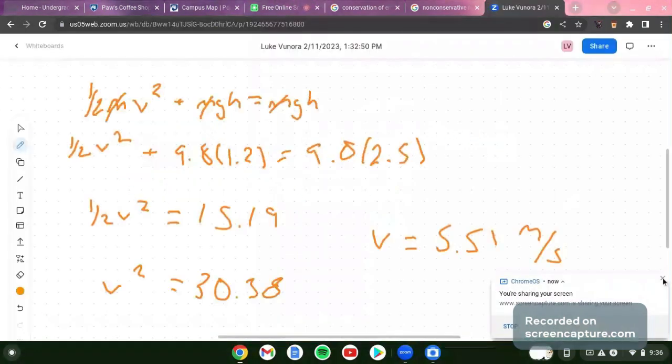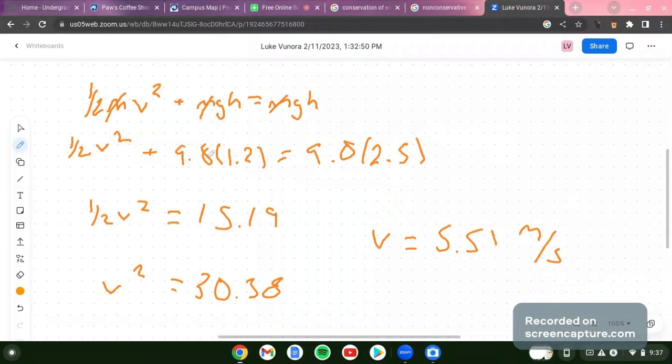So I'm going to be explaining problem number 8. If you want to read it, you have the packet. You start with initially kinetic energy and potential energy due to gravity, and in the final you have potential energy due to gravity. I crossed out the masses because that makes it a little simpler.